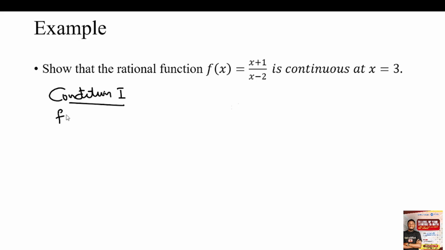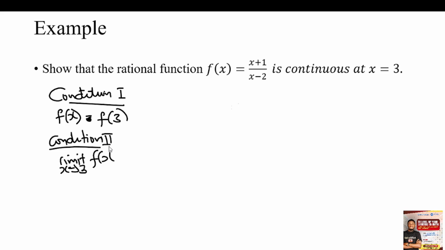So the function is defined at x is equal to 3. Okay. Then the next thing to check is the limits of the function as x approaches 3. So the second thing that we check is condition 2, which is whether the limits of the function as x approaches 3 exist.